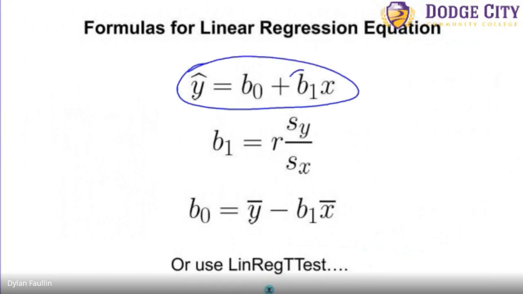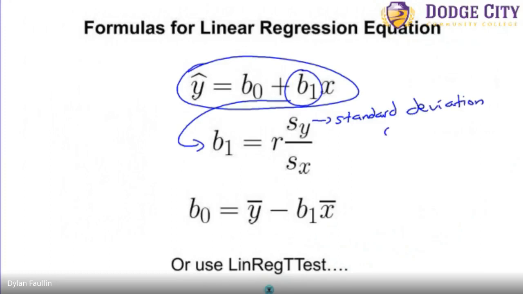You can calculate the slope b1 using this formula, which is r, the linear correlation coefficient we saw in 10.1, times s sub y divided by s sub x. This is the standard deviation of the y values from the sample, and this is the standard deviation of the x values. And that gives you the slope.